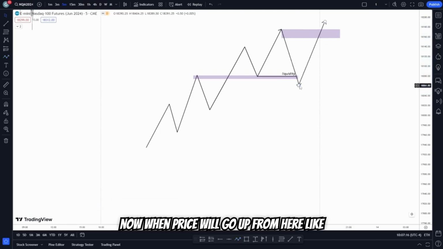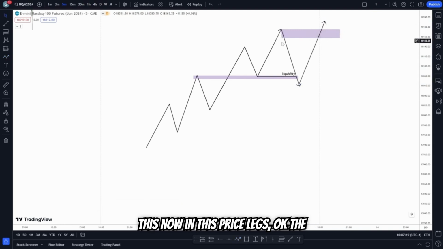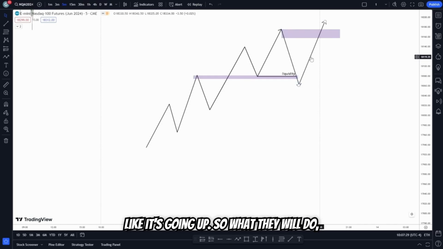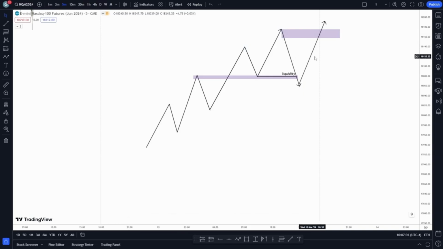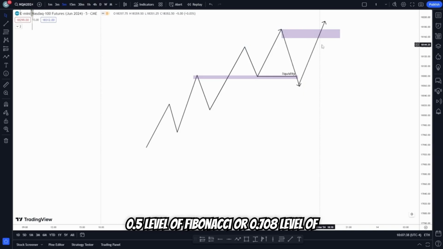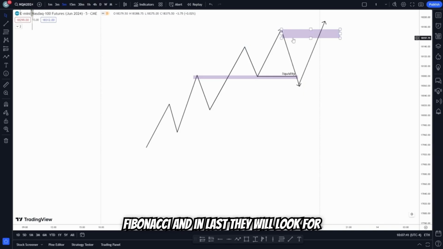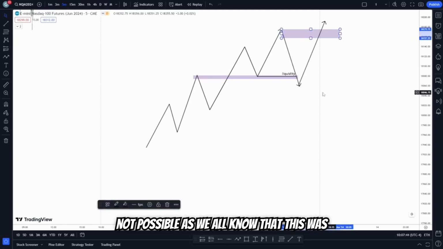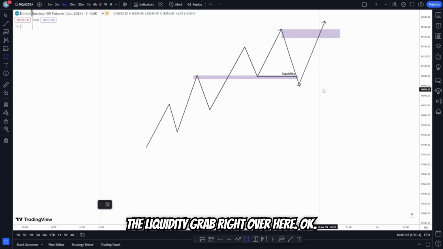So now when price goes up from here like this, in this price leg, the people who sold in this price leg, what will they think? If price is going up like this slowly, they will look for sells. In this price leg they will look for sells at the 0.5 level of Fibonacci or the 0.708 level of Fibonacci, and lastly they will look to sell from this supply zone. But it's not possible, as we all know that this was the liquidity grab right over here.